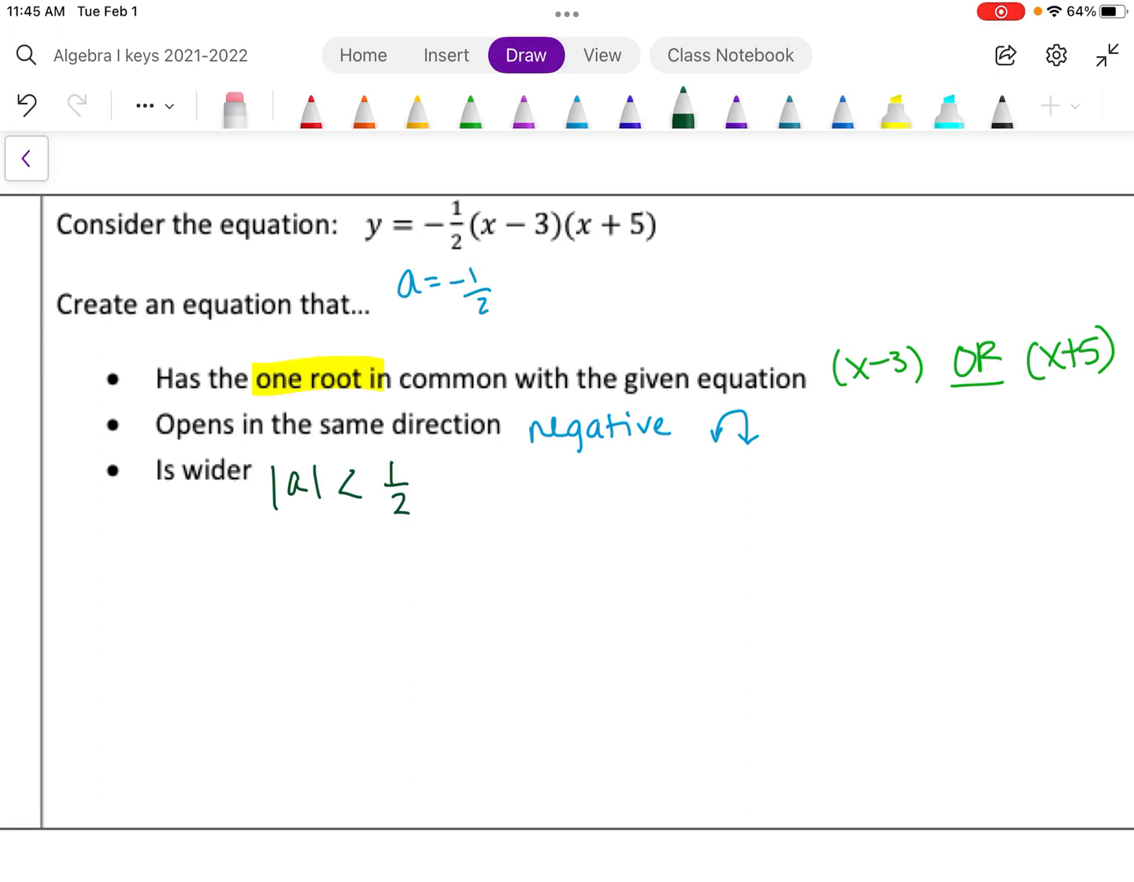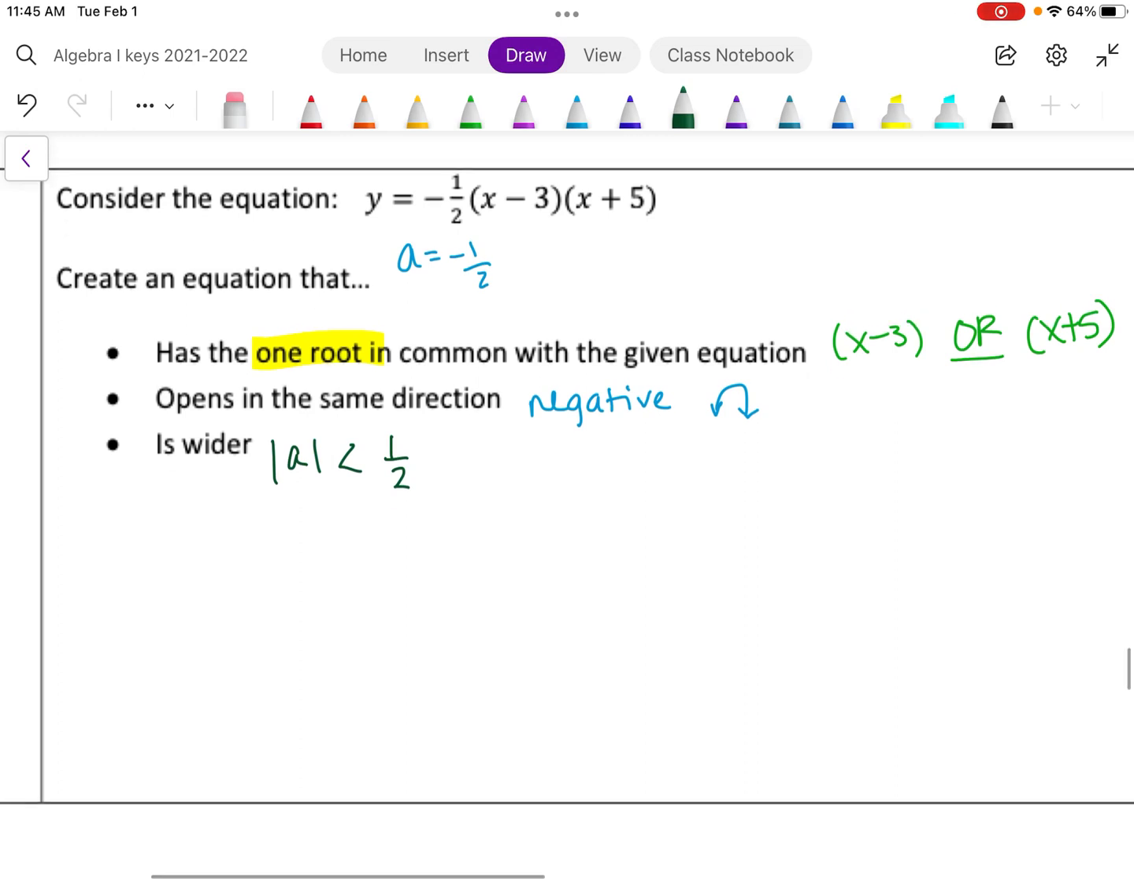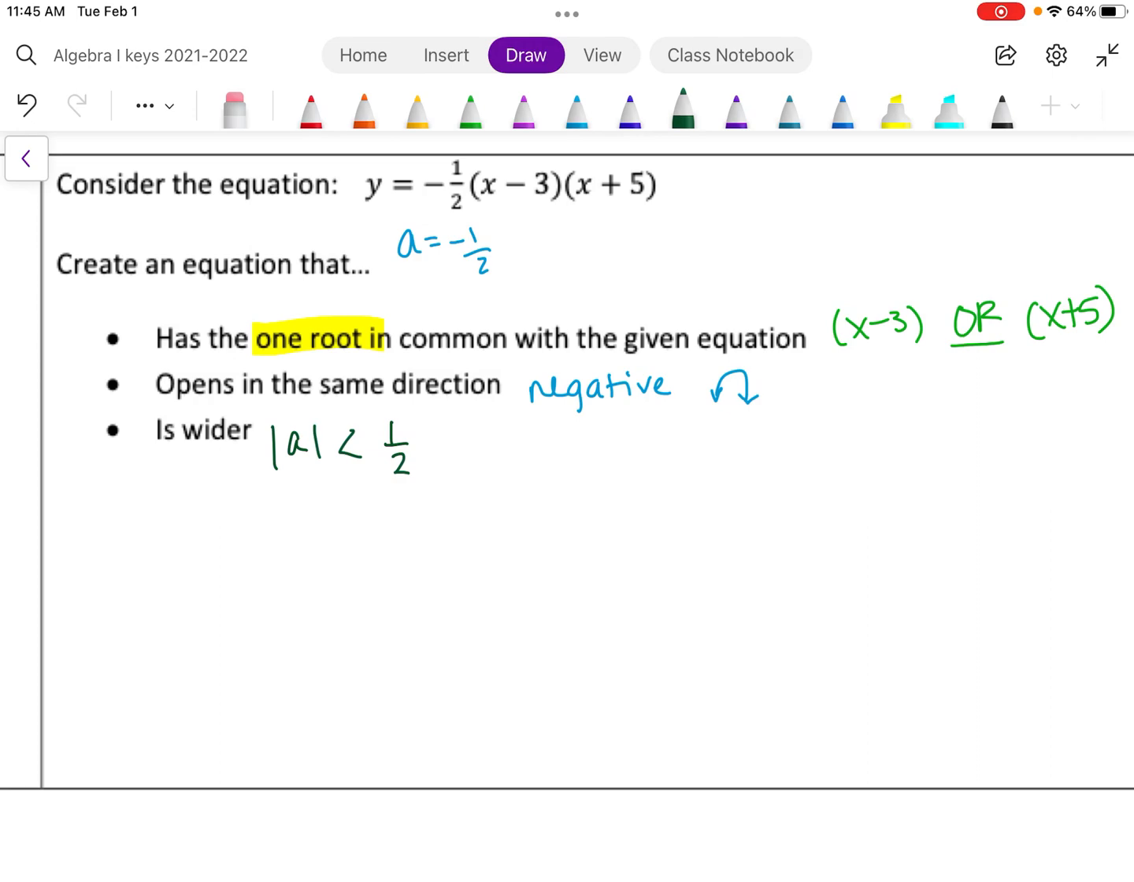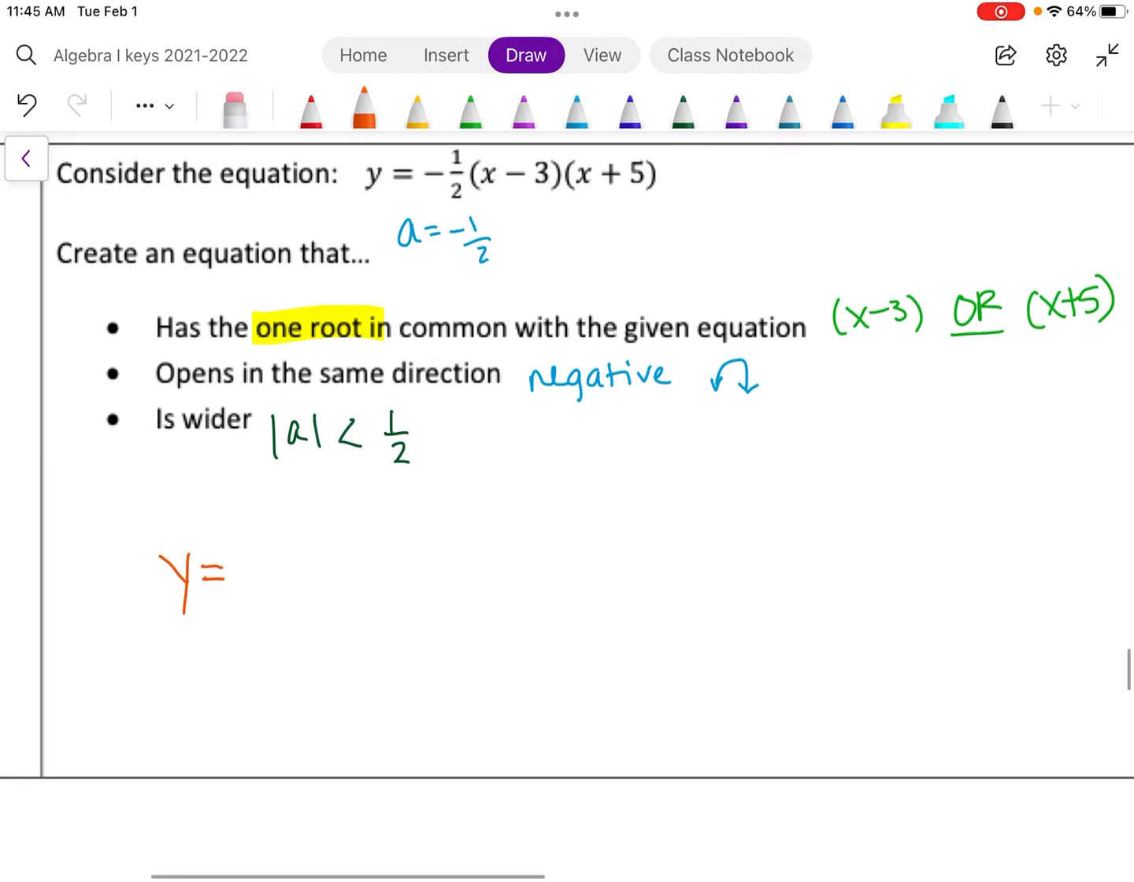So you could pick a third, a fourth, an eighth, a 16th, right? Anything that's less than a half. So there are going to be a lot of different options, so you could come up with a different example than what I have. Let's see, I'll make up 2 examples. So we could have negative 1/4 times (x - 3), and then I need to make up my own root, so I could do (x + 57). Again, you can make up whatever you want, as long as they have that one root in common, right? They have (x - 3) in common. You can make up whatever you want for that other root.